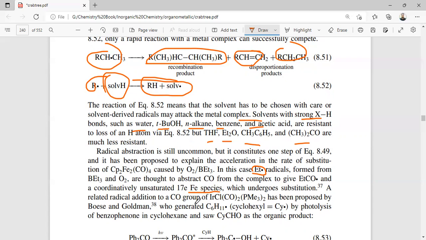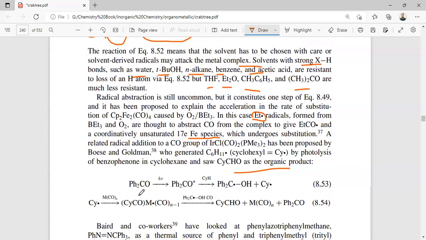A related radical addition to the CO group of IrCl(CO)(PMe2)2 has been proposed by Bose and Goldman, who generated the C6H11 radical by the photolysis of benzophenone in cyclohexane, used as the organic solvent. So here the excited Ph2CO upon irradiation forms this active species, which abstracts H from the cyclohexane to form this cyclohexyl radical. The cyclohexyl radical reacts with the metal complex to give this metal radical, then this metal radical reacts with the Ph2C dot OH to form this final complex.